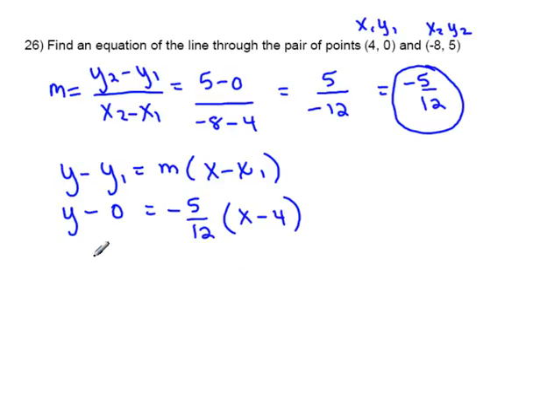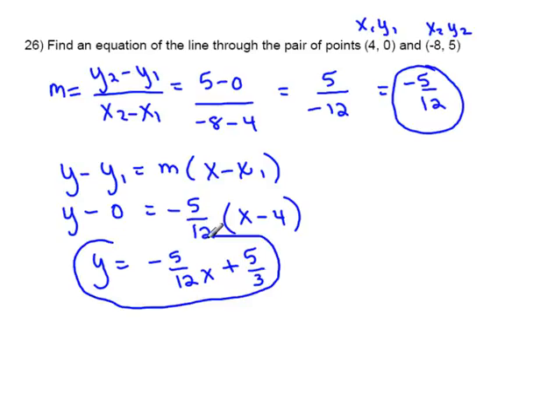Well, y minus 0 is just y, and distribute here, and you get negative 5/12 x. Negative times a negative is a positive, and then negative 5/12 times negative 4 is positive 5/3. And there's your equation in slope-intercept form, and this would be your equation in point-slope form.